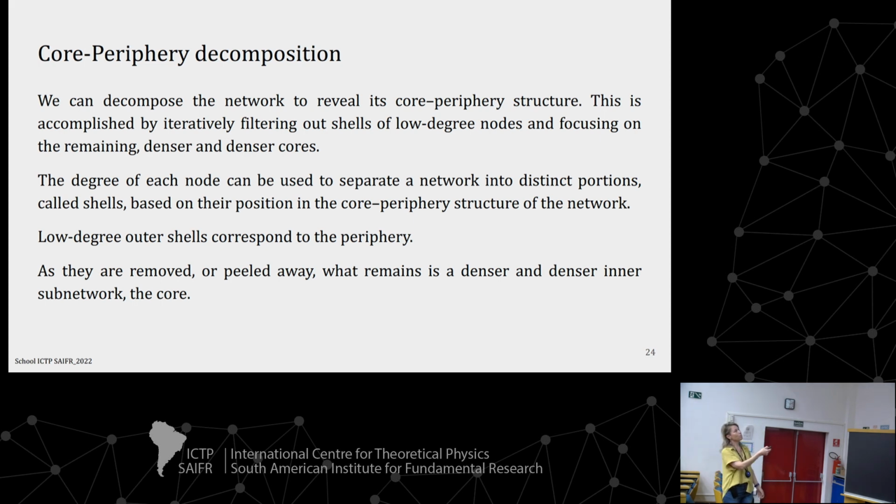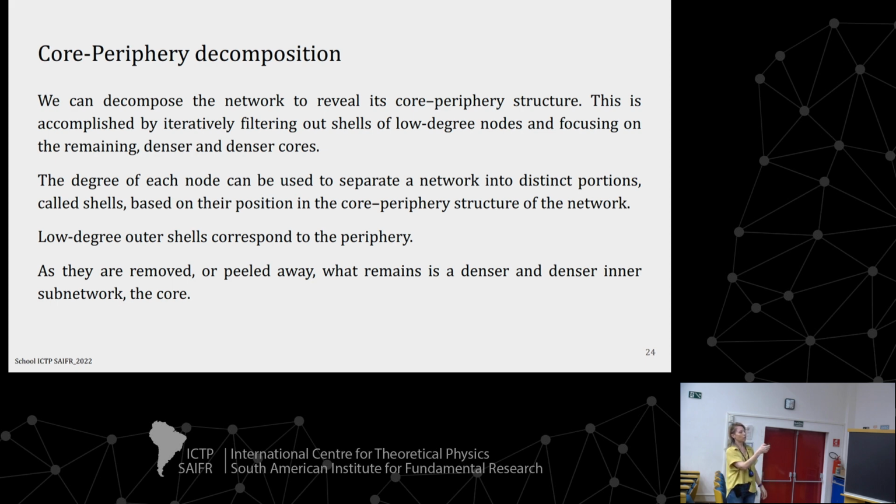I can decompose this network to reveal its structure. I can accomplish it by iteratively filtering out low-degree nodes and focusing on the remaining ones, which are much denser cores. You follow me? Okay. So the degree of each node can be used to separate a network into distinct portions, and the ones that are very dense will give me a core.